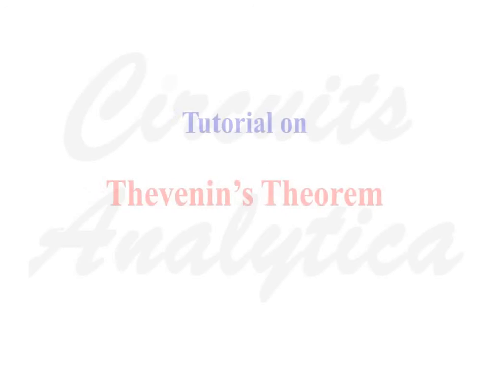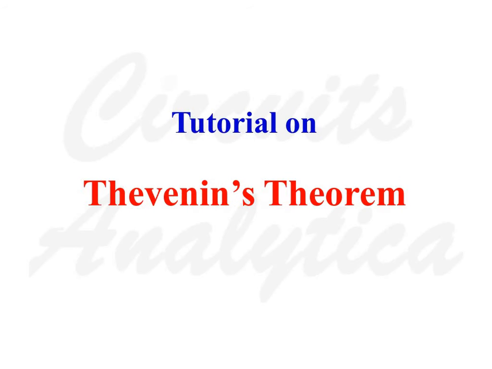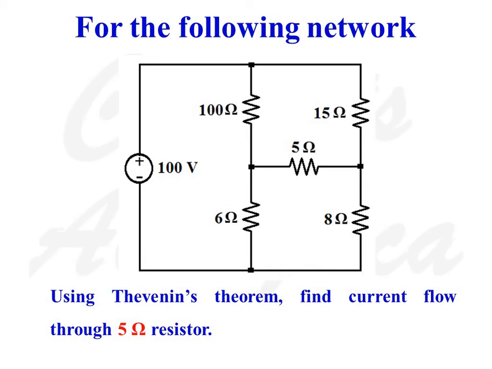In this video, we will discuss a tutorial on Thevenin's theorem. For the following network, using Thevenin's theorem, find current flow through 5 ohms resistor.